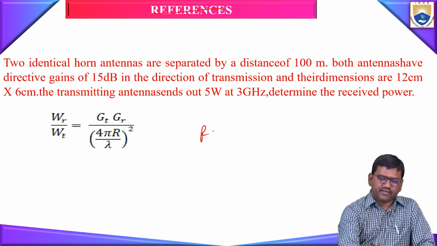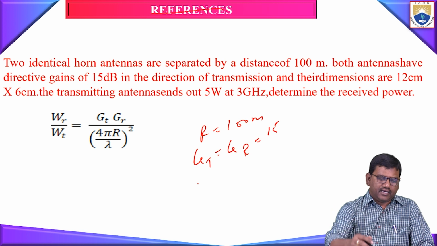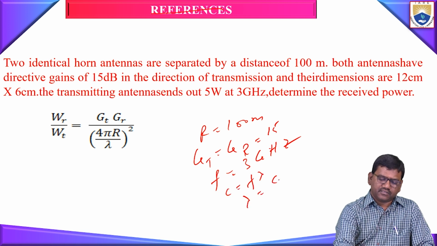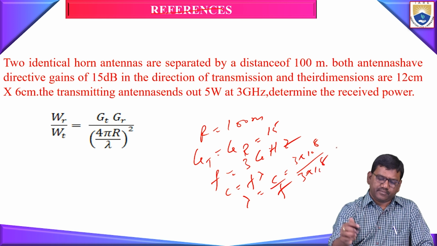The distance R is given as 100 meters. GT is equal to GR, it is given as 15 dB. And here the value of frequency is given as 3 GHz. From this you can calculate C is equal to F lambda, and lambda is equal to C by F. We will get the value of 3 into 10 power 8 divided by frequency 3 into 10 power 8.